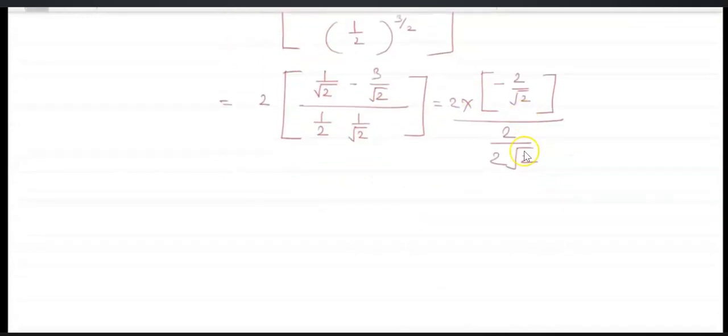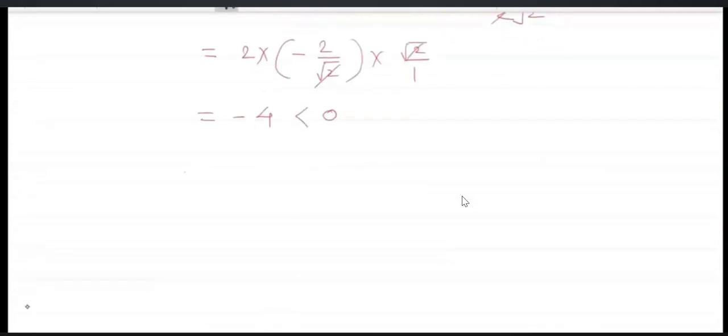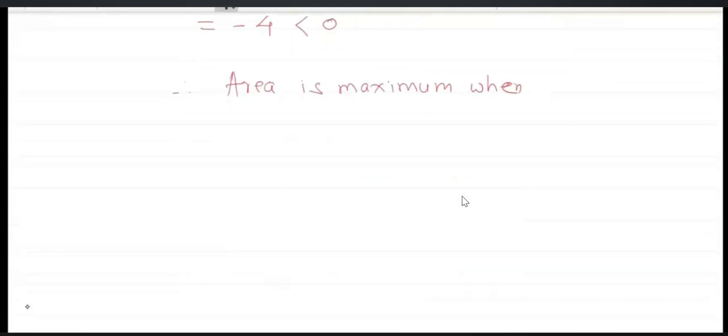that is −2/√2, which is −4, and it is negative. Therefore, the second derivative of the area is negative at that value. Therefore, the area is a maximum when x is equal to 1/√2.